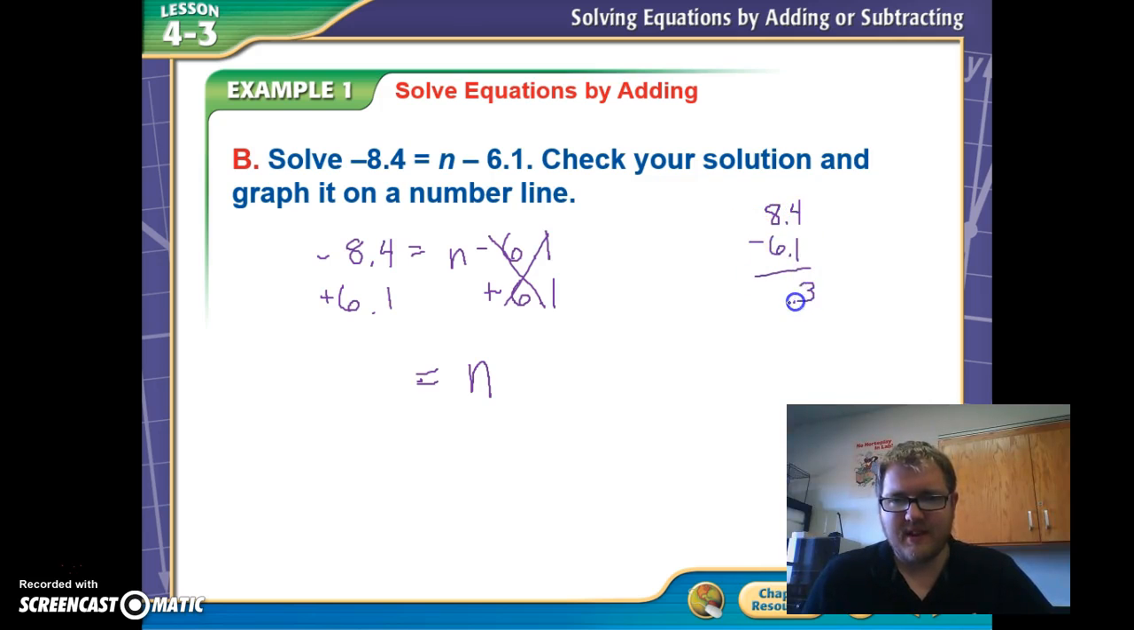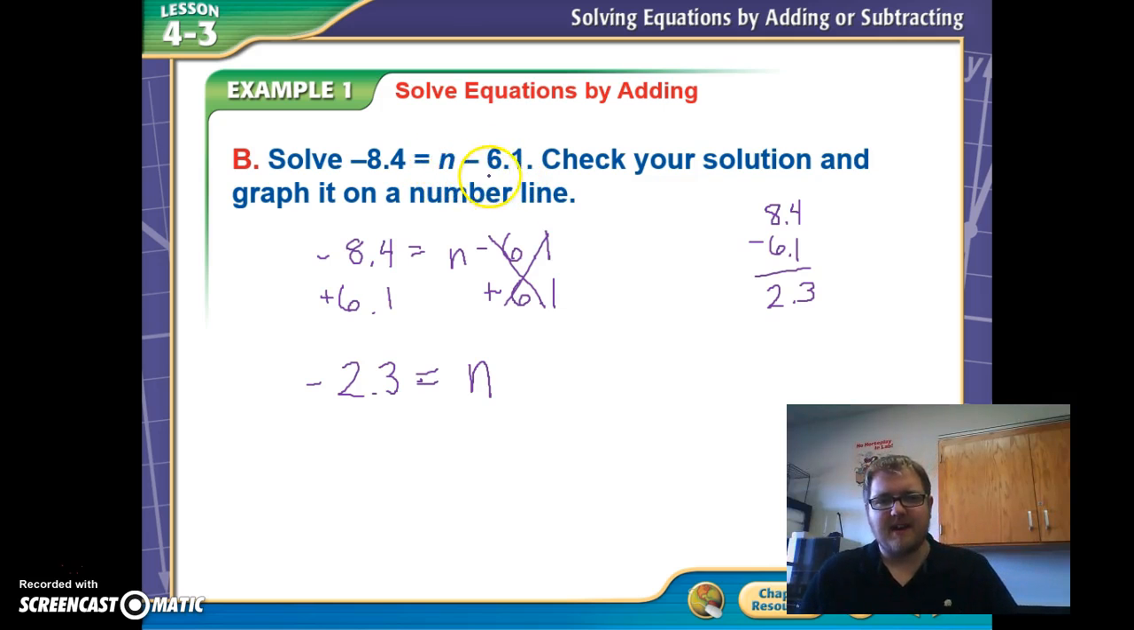We're going to get 3 and 2, so it's going to be negative 2.3 for n. So n is equal to negative 2.3. If we check that, if you put that in your calculator, negative 2.3 minus 6.1, you should get negative 8.4 for your final answer.